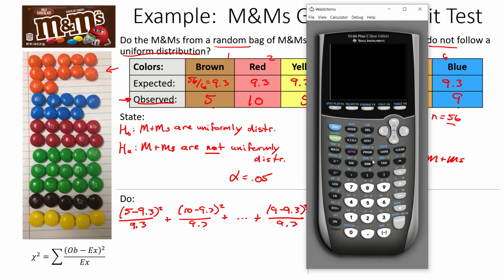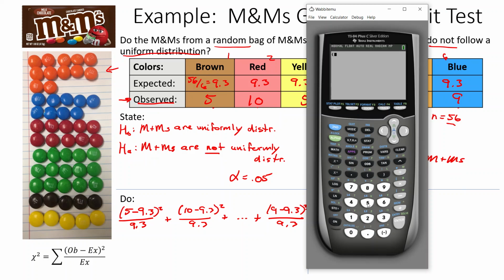All right, so we pull up our calculator. The first one is 5 minus 9.3, close those parentheses, squared, divided by 9.3, enter. 1.988.